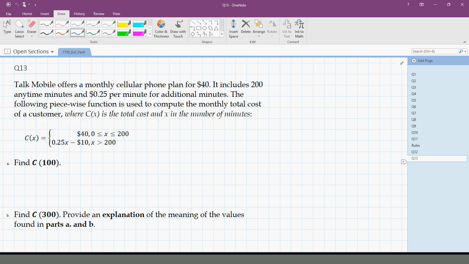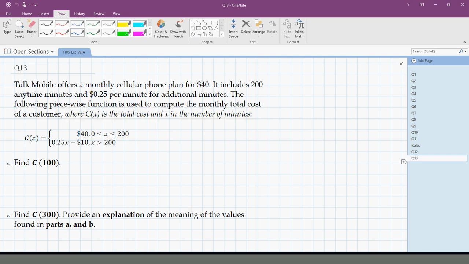Talk Mobile offers a monthly cellular phone plan for $40. It includes 200 anytime minutes and 1.25 cents per minute for additional minutes. Then the following piecewise function is used to compute the monthly cost of a customer, where C is the total cost and X is the number of minutes.